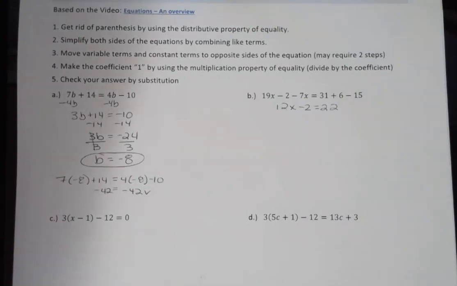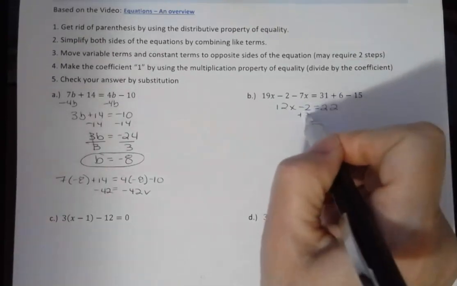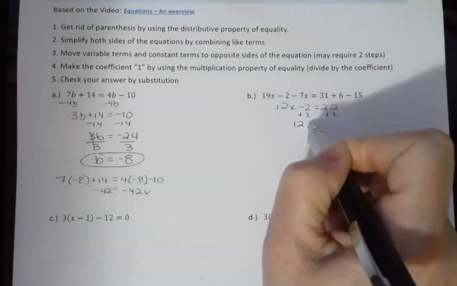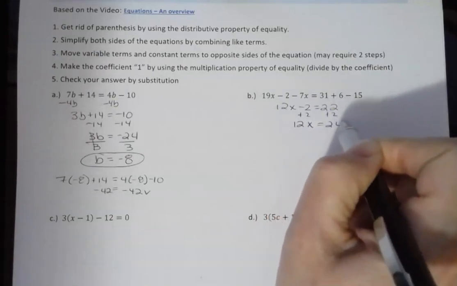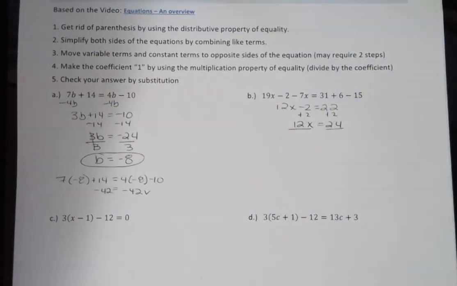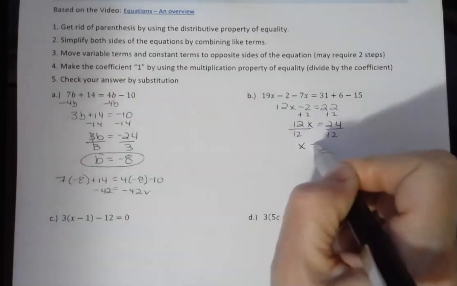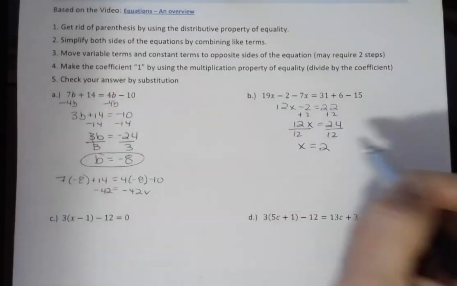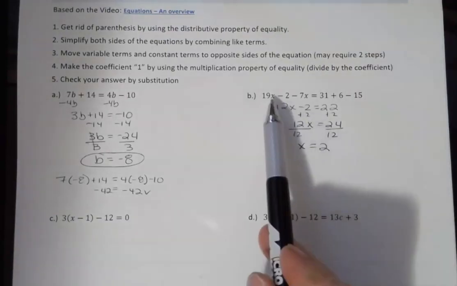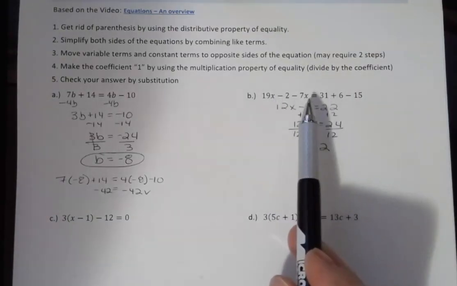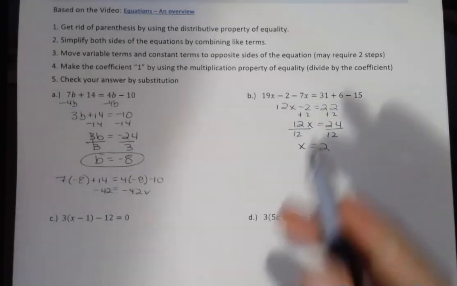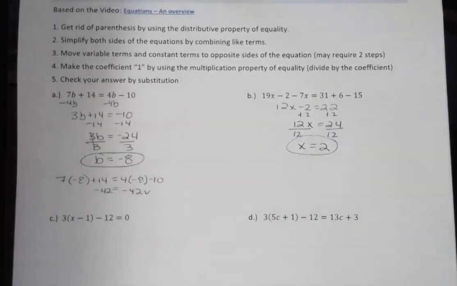We want to get that x term by itself, so add 2 to both sides, and 12x equals 24. Then we want to get that coefficient to be 1, so we'll divide both sides by 12, and we'll get x equals 2. That's going to be our answer. Again, you can go back and plug 2 in where you see x's and make sure that both sides of the equation are equal as a check.